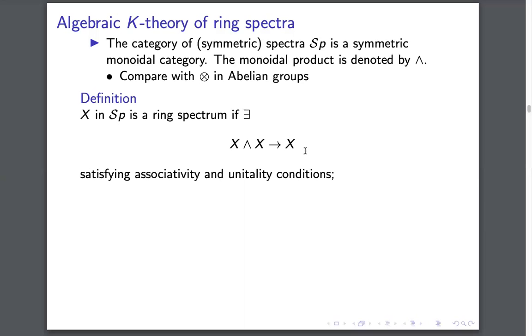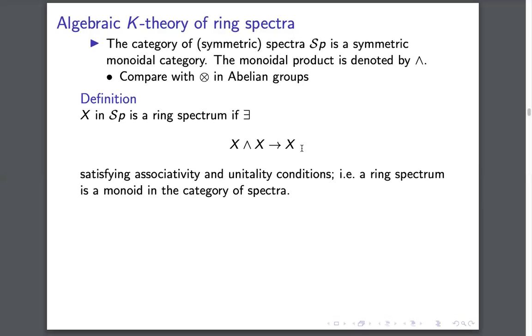So if you compare this with the classical algebraic definition of rings, discrete rings, then you could define a ring to be an abelian group A with a map from A tensor A to A that satisfies certain associativity and unitality conditions, right? That's how you could alternatively define what a ring is. So this smash product allows us to define these ring objects, for instance, in spectra.